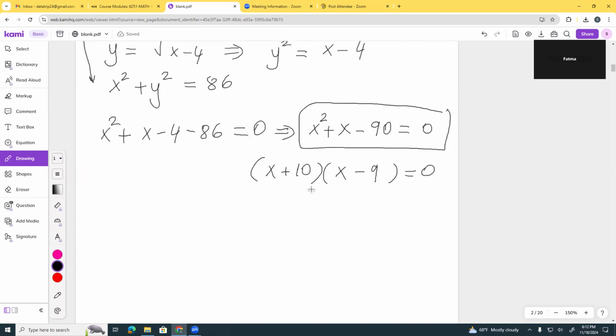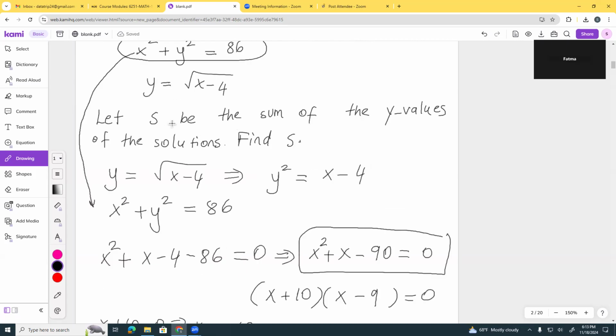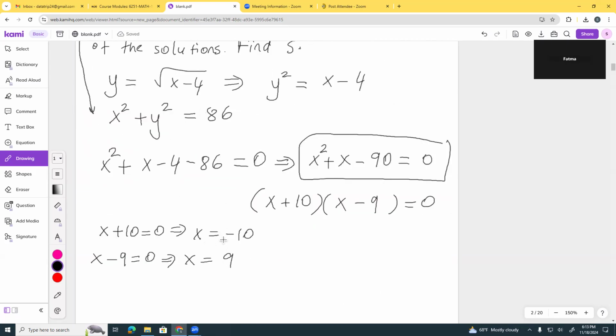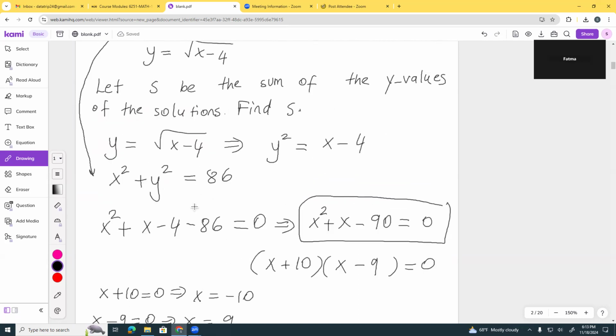Did we solve it? Not yet. Now we're going to take each factor and set it to 0. So this generates x equals what number? Negative 10. The second one is x minus 9 equals 0. So this one, x equals what? 9. Are we done with the problem? We have to calculate the what? Y values, because remember the original problem says, let S be the sum of the Y values of the solution. So they want us to still keep working, and we need to find the corresponding Y value for each X. How can I find the corresponding Y value for each X?